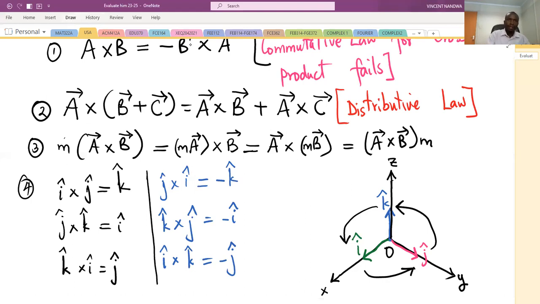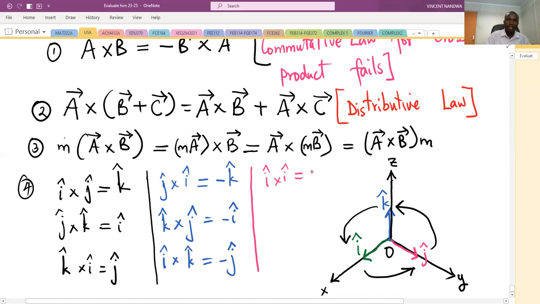And then I cross I gives the 0 vector. J cross J also gives 0, and K cross K gives 0. This is because the angle between I and I is 0 degrees, and sine of 0 is 0. So it is different from what we saw in the dot product, where dotting vectors of the same kind gives 1. But in this case, you get 0.